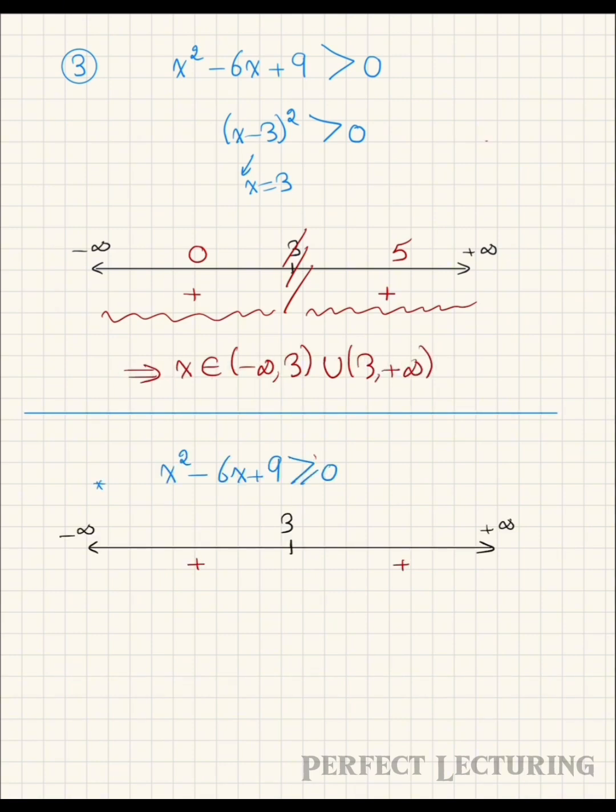Now, if we have an equal sign, this means the solution will be everything with 3 as well. So everything will be included in this case, which means x belongs to -infinity, positive infinity, or the set of all real numbers in this case.